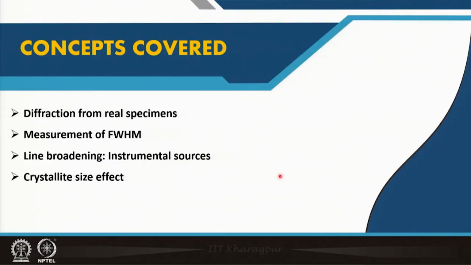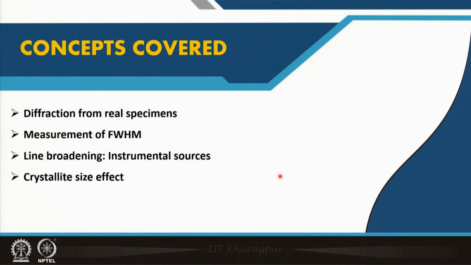So, we will try to understand various aspects of this X-ray diffraction profile from a real specimen, why we are getting it, and what we can understand out of it. First we will try to understand various aspects of diffraction from a real specimen, then measurement of FWHM, full width at half maxima, and then something called line broadening, and the various sources of line broadening.